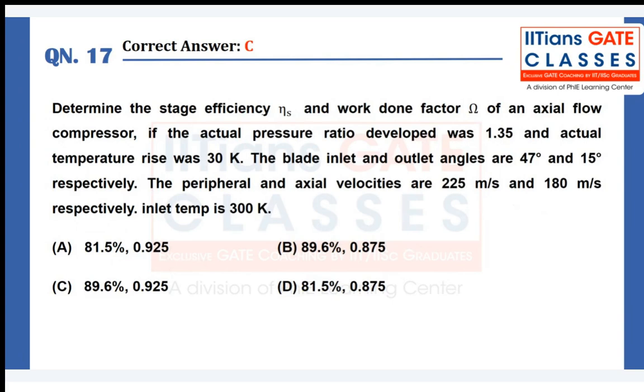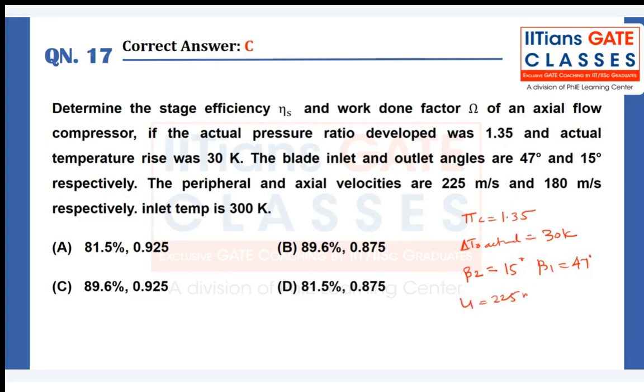In this problem, they have given stage efficiency eta s, work done factor. Work done factor, I think we need to compute. Stage efficiency and work done factor we need to compute for an actual flow compressor, and the actual pressure ratio developed was 1.35. So pi c they have provided as 1.35. The actual temperature rise, delta T naught actual, is 30 Kelvin. The blade inlet and outlet angles, axial flow compressor, so beta 2 15 degree and beta 1 47 degree.